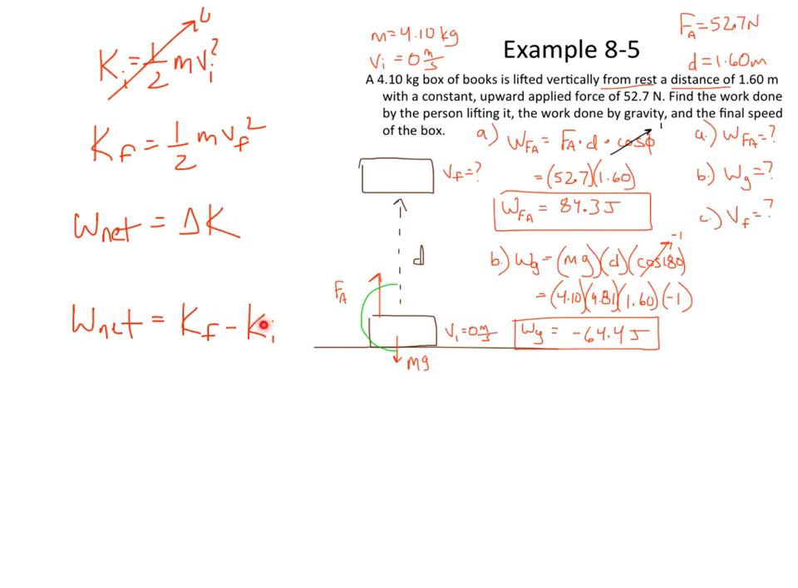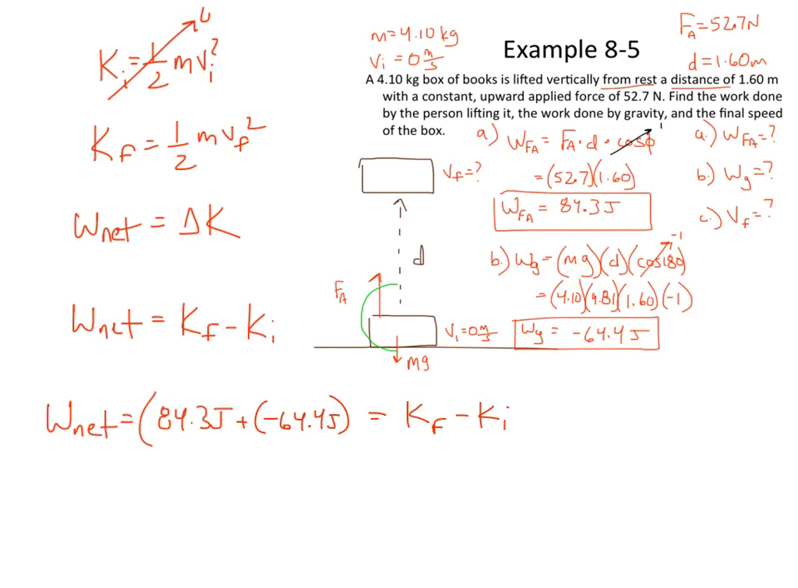But I was saying just a few minutes ago, we need to find the net work that is done on this box right here. All right, well, what is the net work done? Well, the applied force applies 84.3 joules, right? But the whole time gravity is fighting it. Gravity is applying negative 64.4 joules. So plus negative 64.4 joules of energy. That's going to be our negative work. And that's going to be equal to our kinetic energy final minus our kinetic energy initial right there.